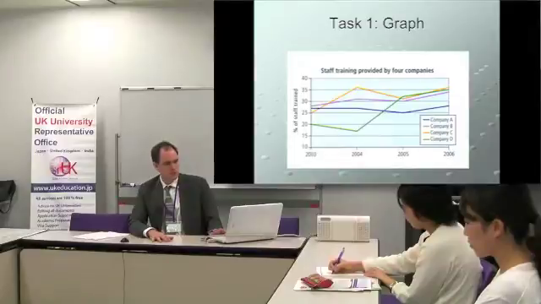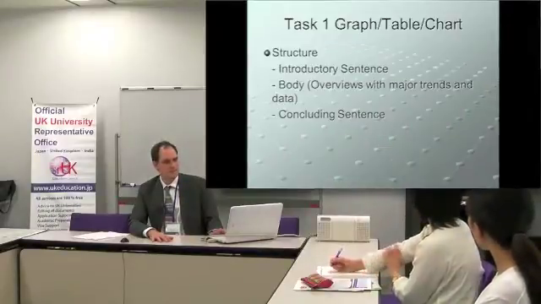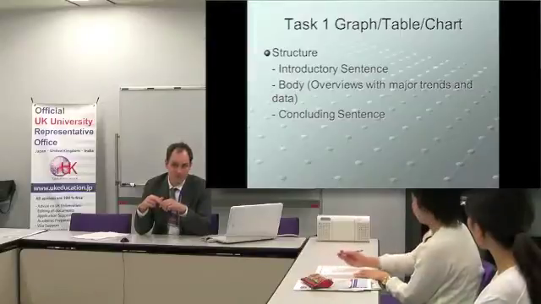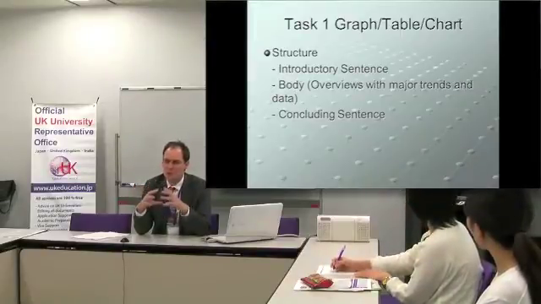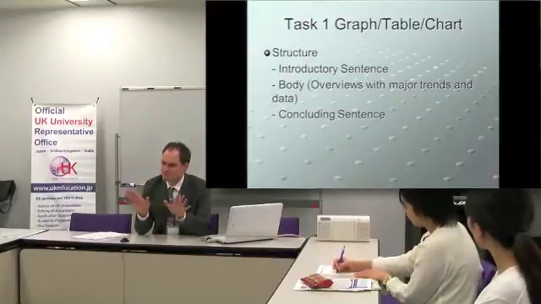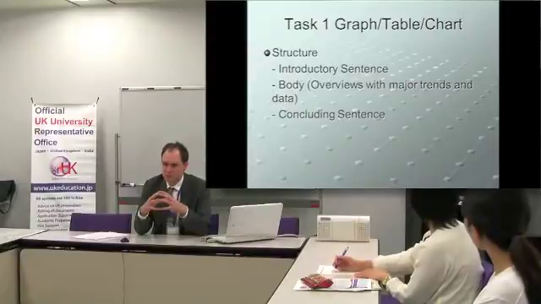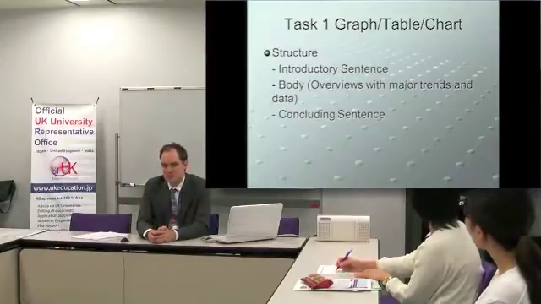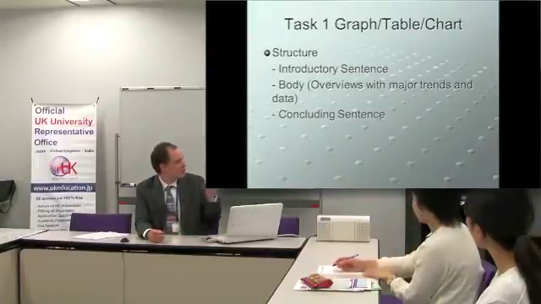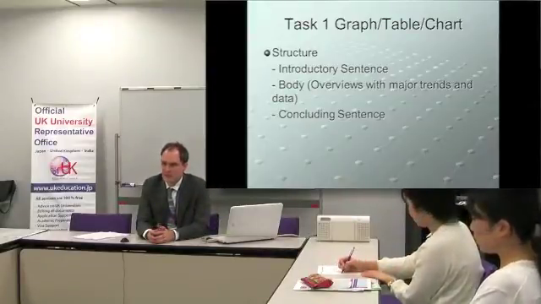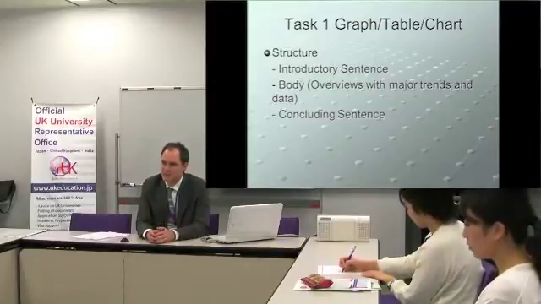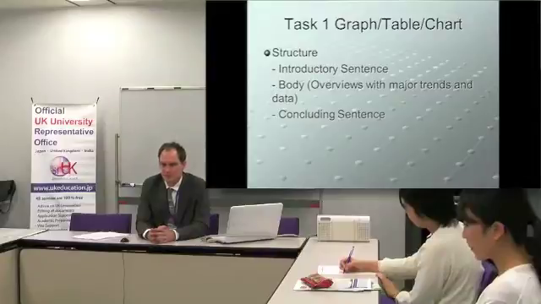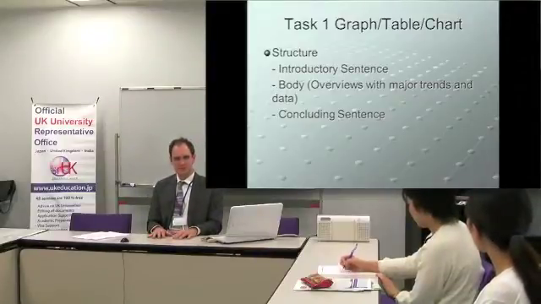So let's have a look. As I said, coherence is important, so let's have a look at that. Your essay should have 3 parts. It should have an introductory sentence. That's one sentence that tells the reader what the graph is. That's it. That's all it needs to do. And then you have your body, which is the biggest part of your essay. And this contains all the details of your description. So we have an overview with the major trends, and then the details of the data. And then finally, there is a concluding sentence, showing what's going on, which again maybe summarizes the information there.